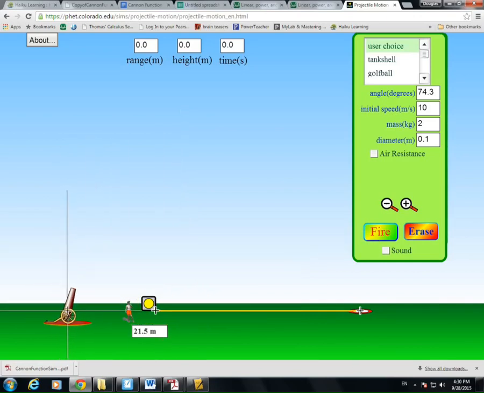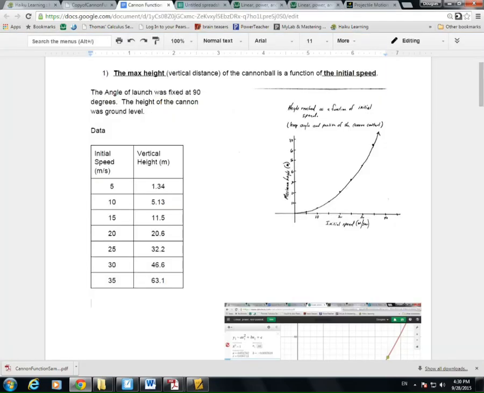So let me summarize what we should have learned so far. First, we were learning how to write function statements. So these are descriptions of functions. We have the height, in this case, as a function of the initial speed.